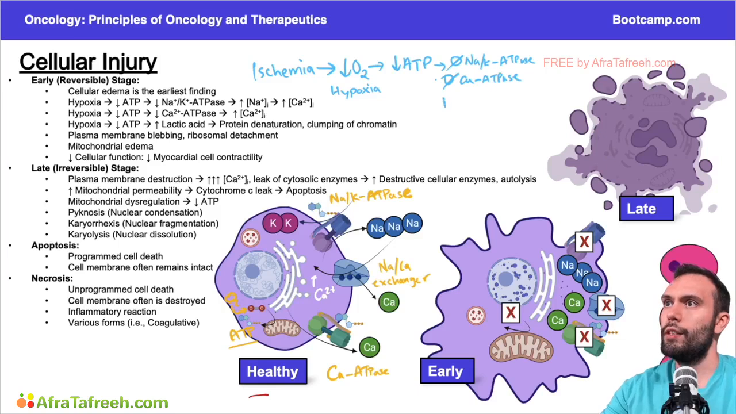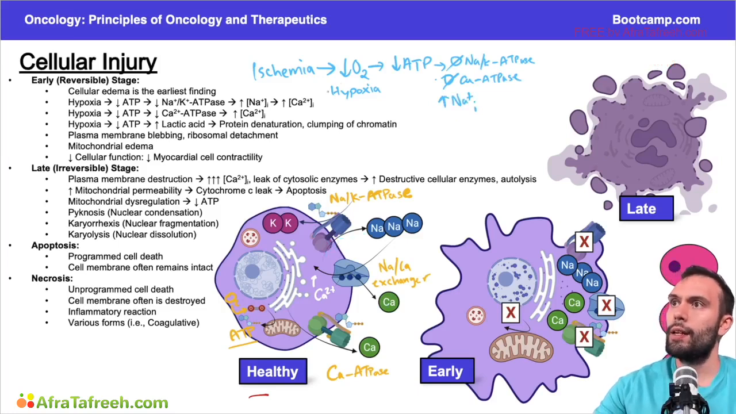And then indirectly, my intracellular sodium is going to go up because I can't pump it out since I don't have ATP. So my intracellular sodium levels go up, and my intracellular calcium levels will also tend to go up for similar reasons. My intracellular calcium will go up because I can't exchange it for sodium, because I'm not pumping the sodium out to begin with, and I don't have ATP to pump calcium out through the calcium ATPase.